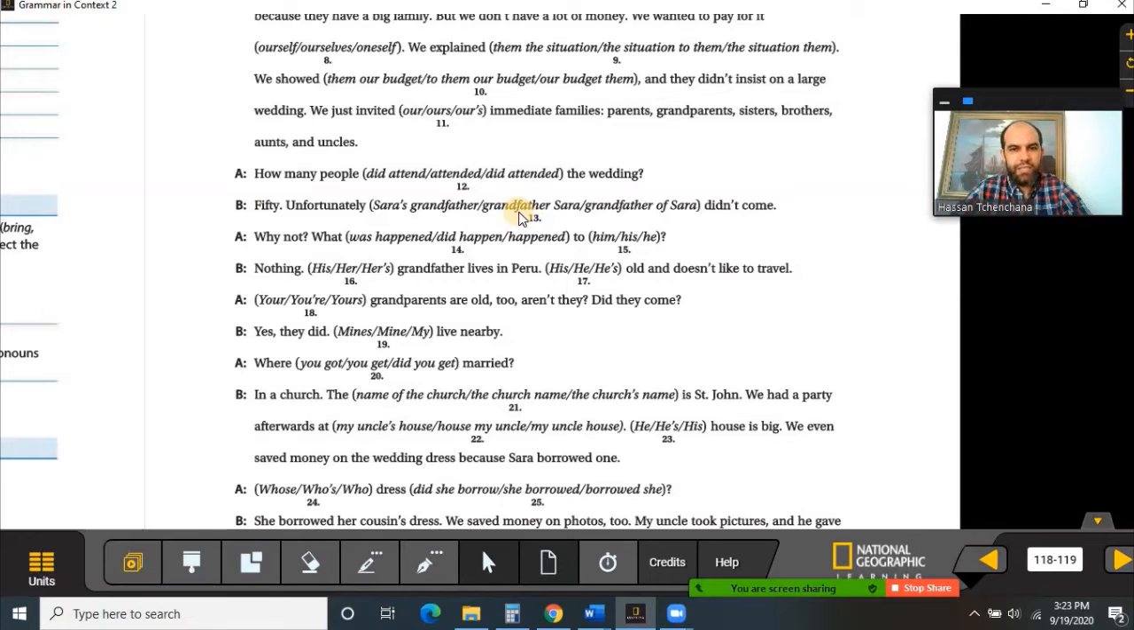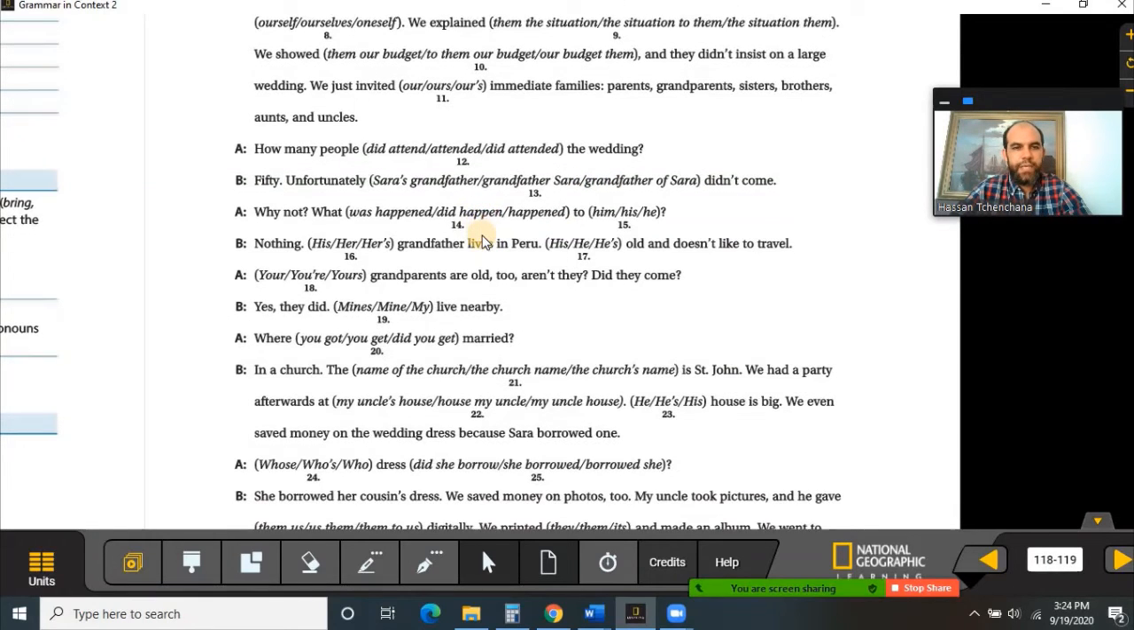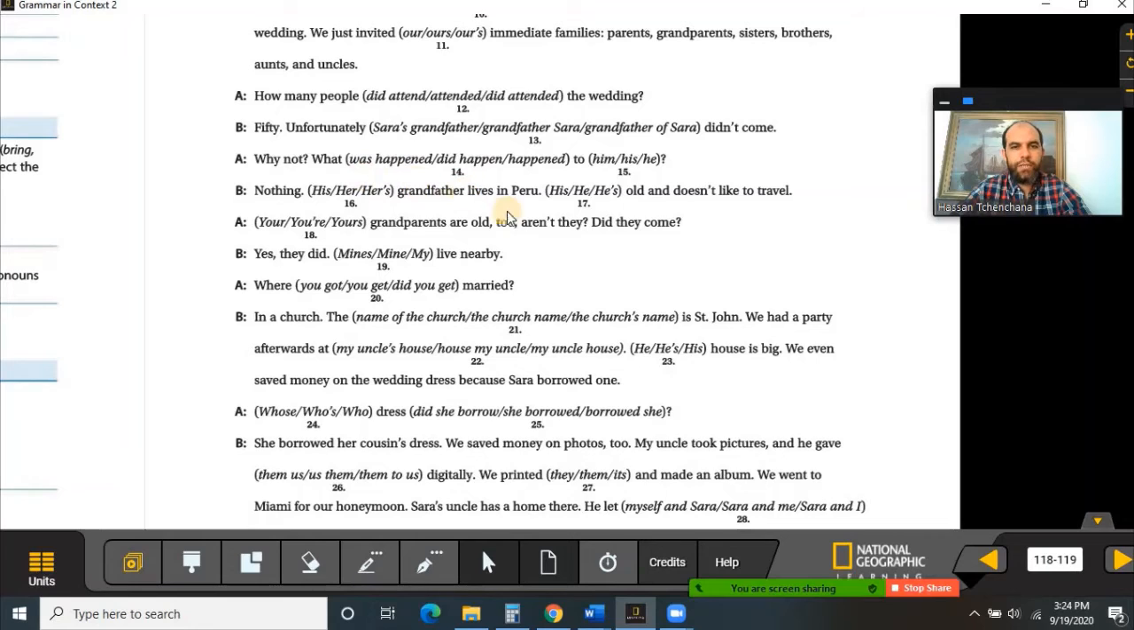It doesn't make sense, grandfather Sarah. It should be the grandfather of Sarah, and this one is missing the grandfather of Sarah. Didn't come. Number 14. Why not? What was happened? Did happened?